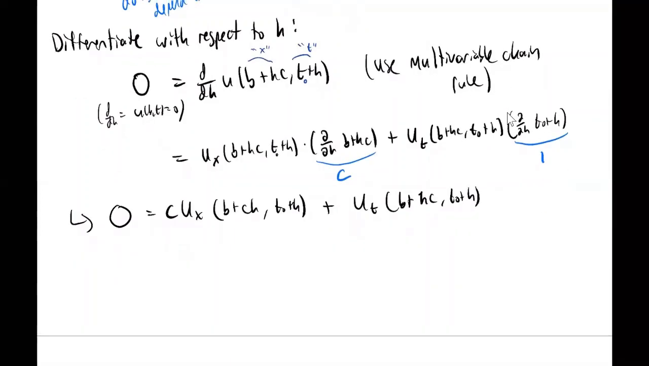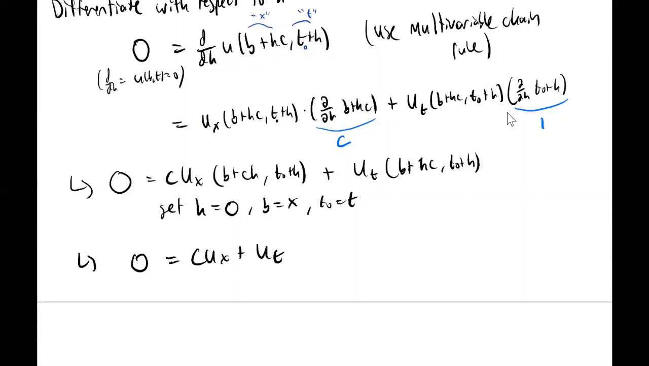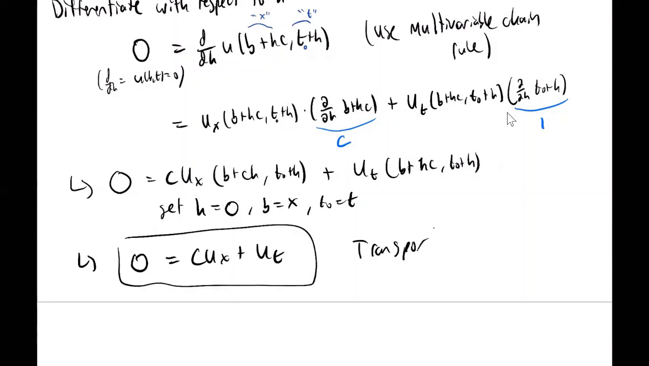And so this looks like exactly what we want. So now let us just set h equals 0, and let's say we set b equals x and t naught equals t. Well, then we have our equation: we get 0 is equal to c times u_x plus u_t. And so that's exactly the transport equation.